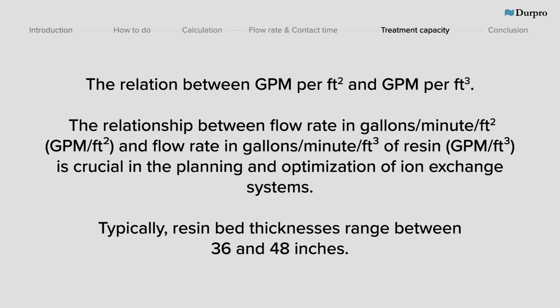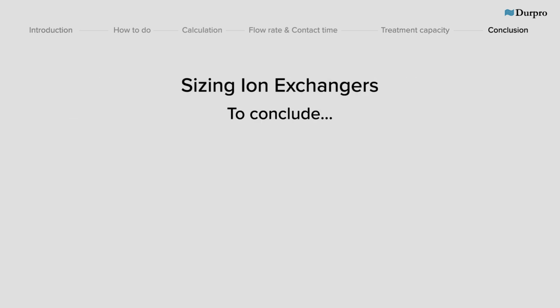To simplify, a general rule is followed, with a few exceptions where thickness up to 60 inches is tolerated. Resin beds should not exceed a thickness of 48 inches. Typically, resin bed thicknesses range between 36 and 48 inches. As the expression goes, this is just the tip of the iceberg.